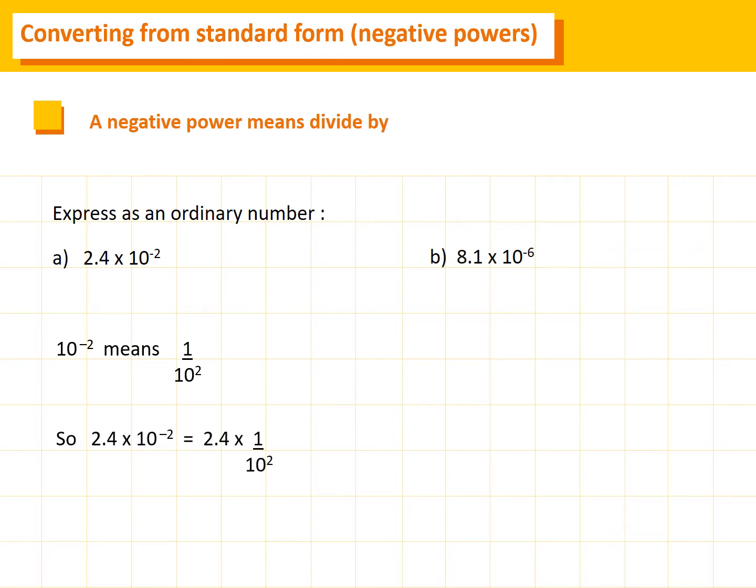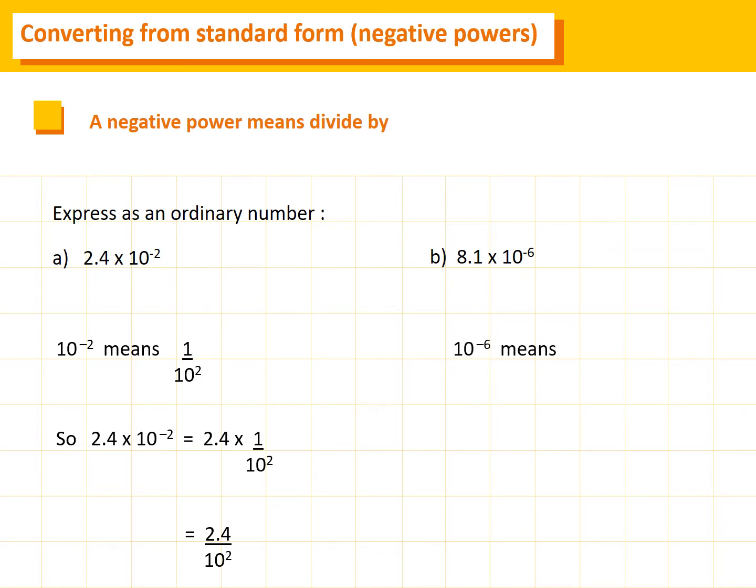Therefore, 2.4 times 10 to the negative 2 becomes 2.4 times 1 divided by 10 squared. And that becomes 2.4 divided by 10 squared. So we can see that multiplying by 10 to the negative 2 is exactly the same as dividing by 10 to the power of positive 2. We can see that again in our second example.